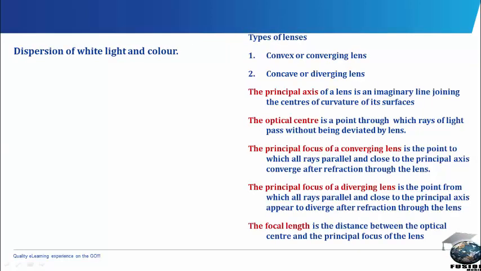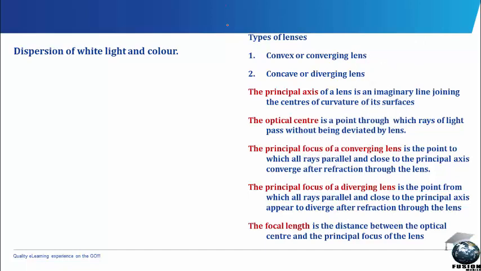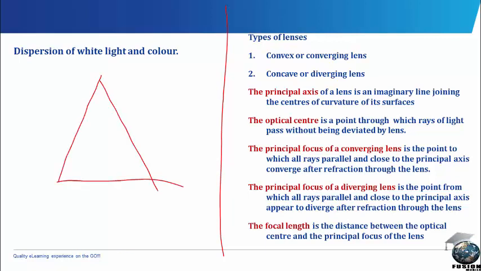Dispersion of white light. This is the process by which white light is dispersed into its basic components. It can be done with a triangular glass prism. If this is a triangular glass prism and white light is coming in, on getting to this point, dispersion of white light will occur.